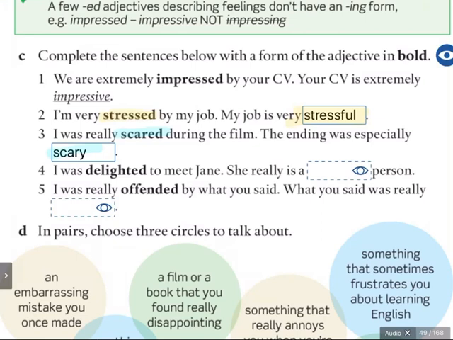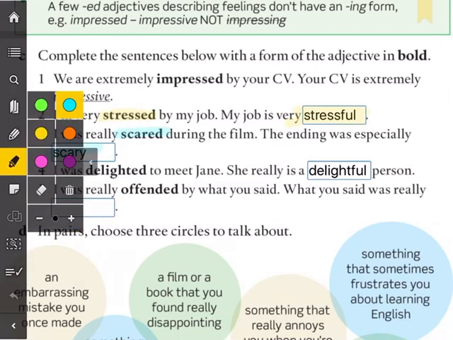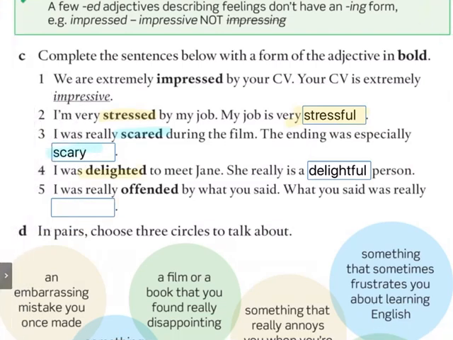She really is, a person. Well, not ing. Do you know what the alternative is? Delightful. No, like stress. So let's make it yellow. Like stress, we have delighted, but we have delightful. Full of delight. So we have stressed and stressful, delighted, delightful.